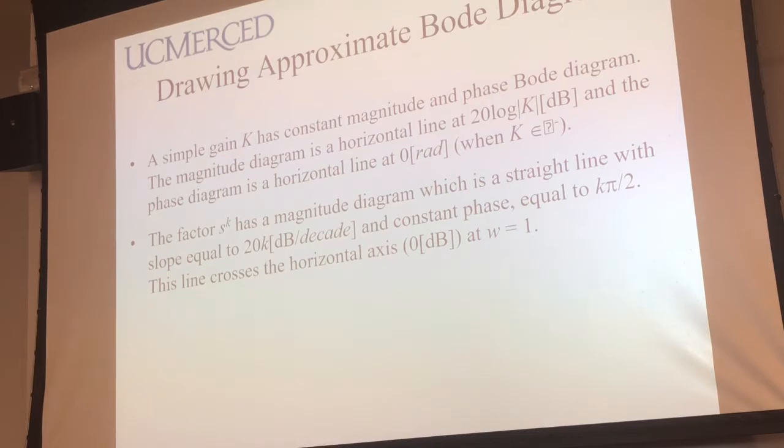20 dB per decade. Constant phase is 90 degrees for K is 1, okay? Or K is 2, then K times 2 pi. So of course you will cross the line at 0 dB at omega is 1. Okay, j omega. So that's that case.